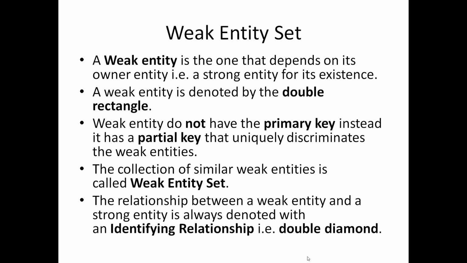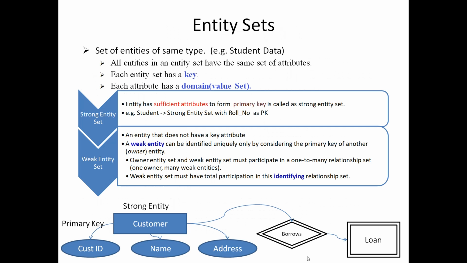The collection of similar weak entities is called a weak entity set. So a customer might have multiple loans. That becomes your weak entity set. The relationship between a weak entity and a strong entity is always denoted by an identifying relationship. That is the double diamond that we looked at in the last slide.